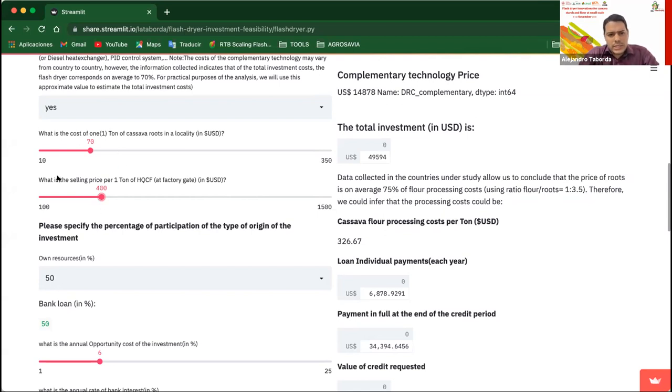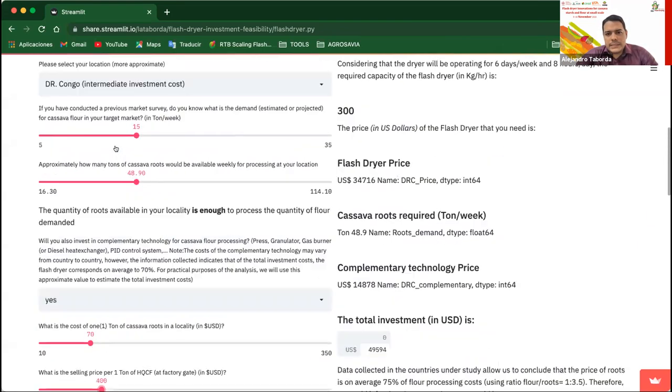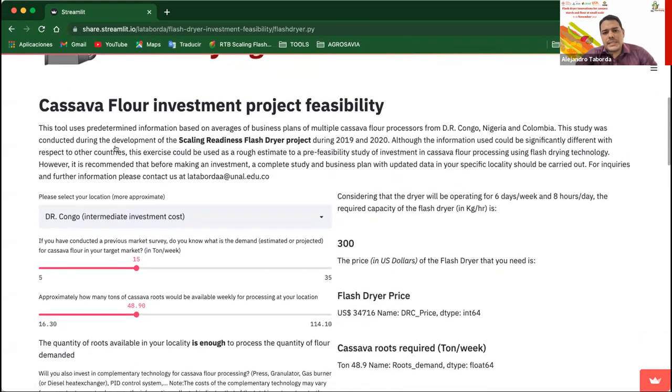So around these two parameters, the cost of cassava roots and the price of cassava flour, there are a lot of things that you need to study, and you need to understand your location, your territory, your region. What is happening in the cassava value chain around you? This is a lot of information that is important to have before you invest in this kind of technology. So this is an example, and this is a summary of the use of these business plans.